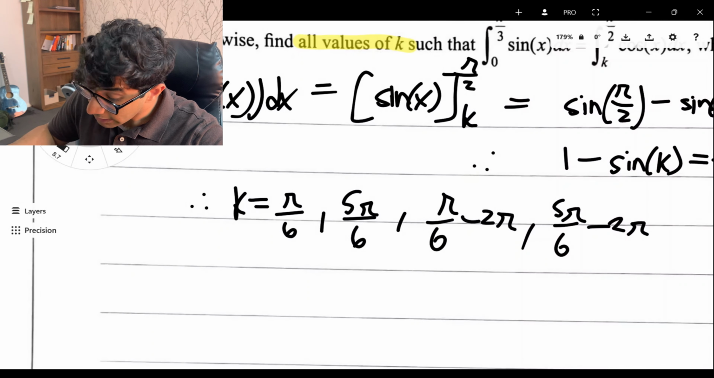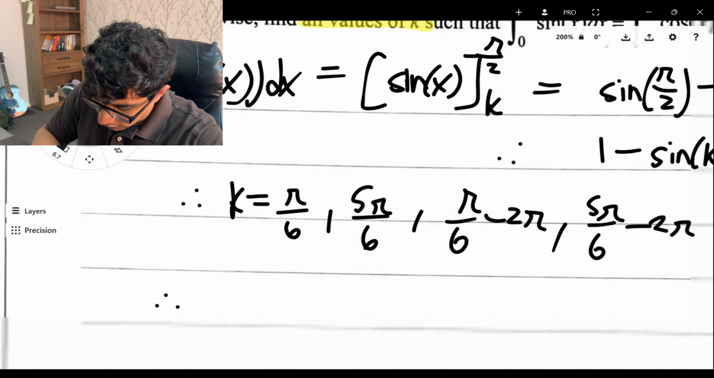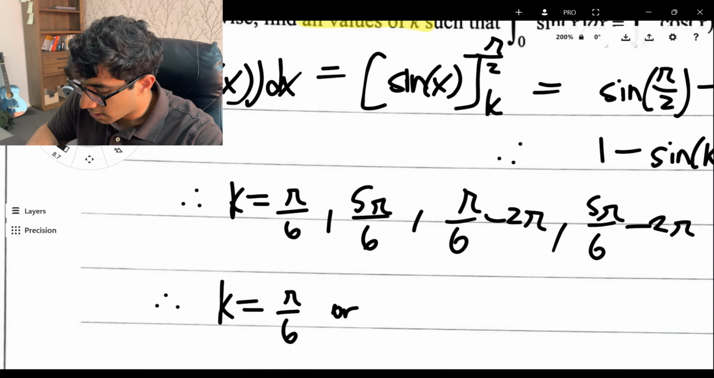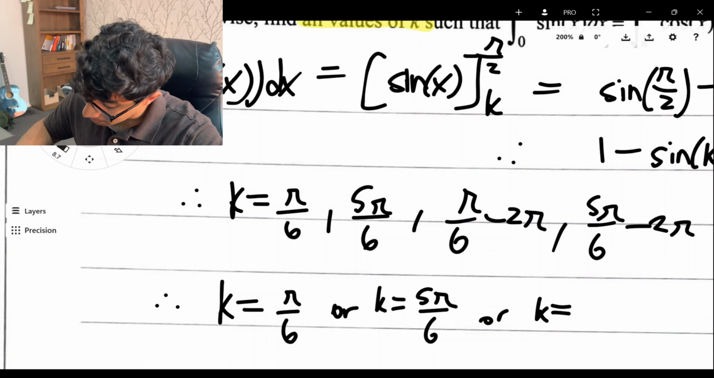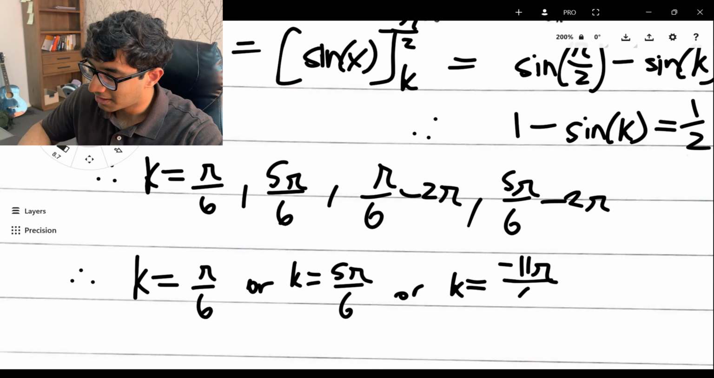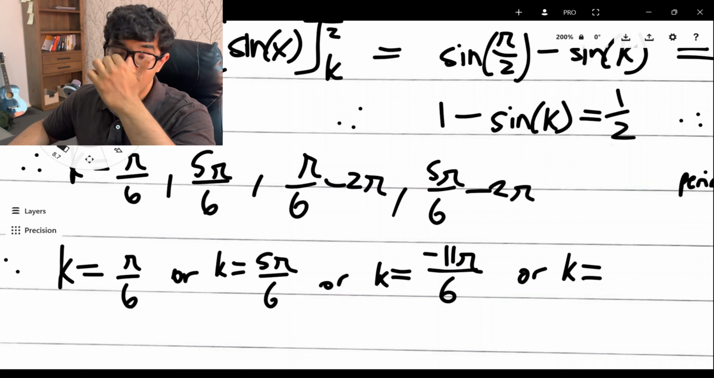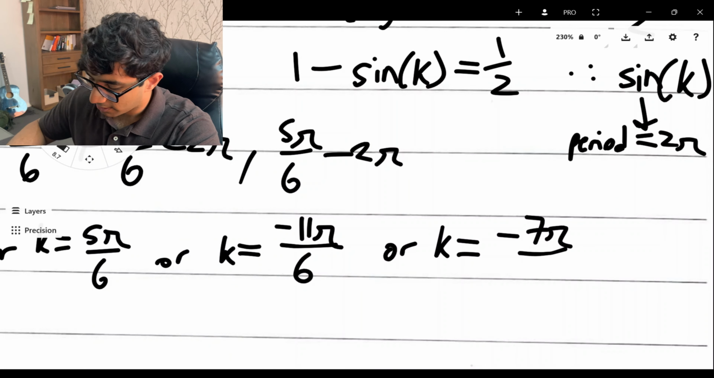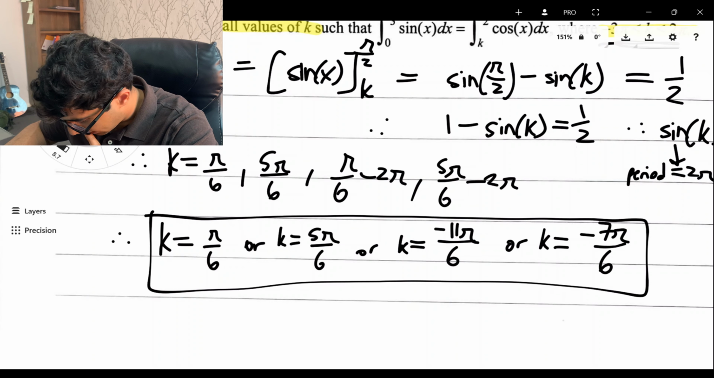So, hence or otherwise, find all values of k. That's fine. Really all I need to do now is simplify. So k equals pi over 6, or k equals 5 pi over 6, or k equals minus 11 pi over 6, and or k equals minus 7 pi over 6. There you go. Nice. So that is looking right.